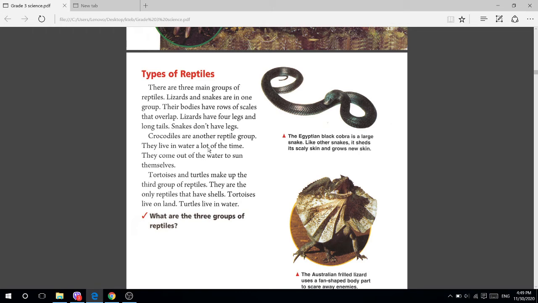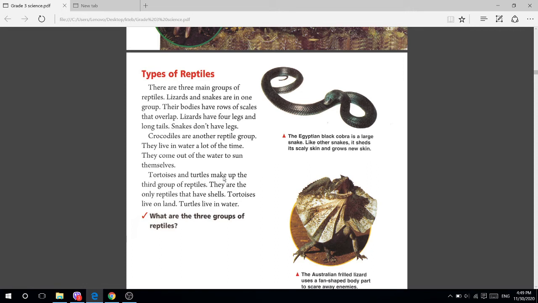They live in water a lot of the time. Most of the time they live in water. They come out of the water to sun themselves. Sometimes while the sun is shining, they come to the land to sun themselves, okay, under the sunlight.